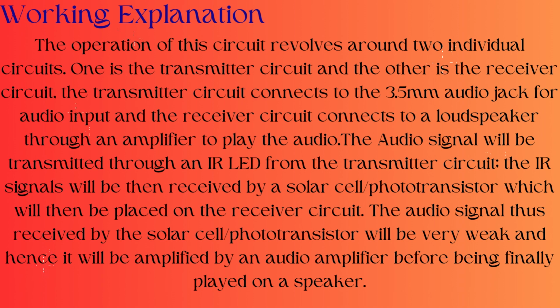The audio signal will be transmitted through an IR LED from the transmitter circuit. The IR signals will then be received by a solar cell or phototransistor, which will be placed on the receiver circuit. The audio signal thus received by the solar cell or phototransistor will be very weak, and hence it will be amplified by an audio amplifier before being finally played on a speaker.